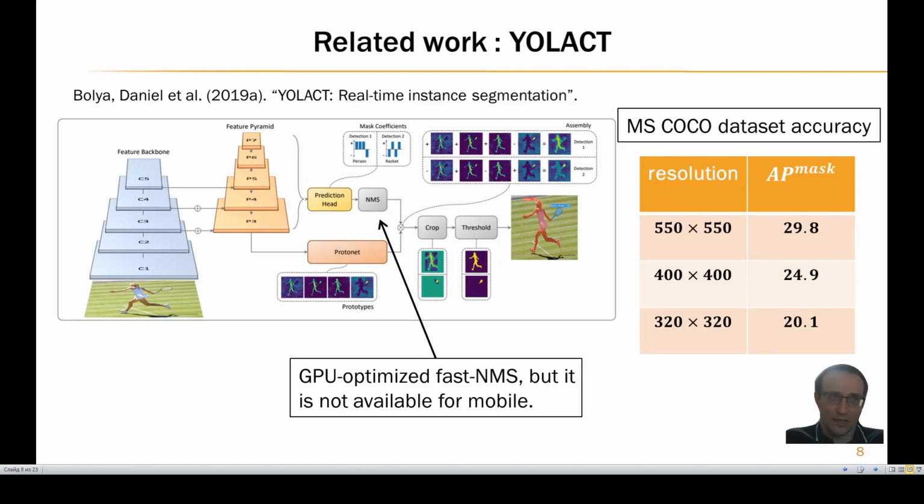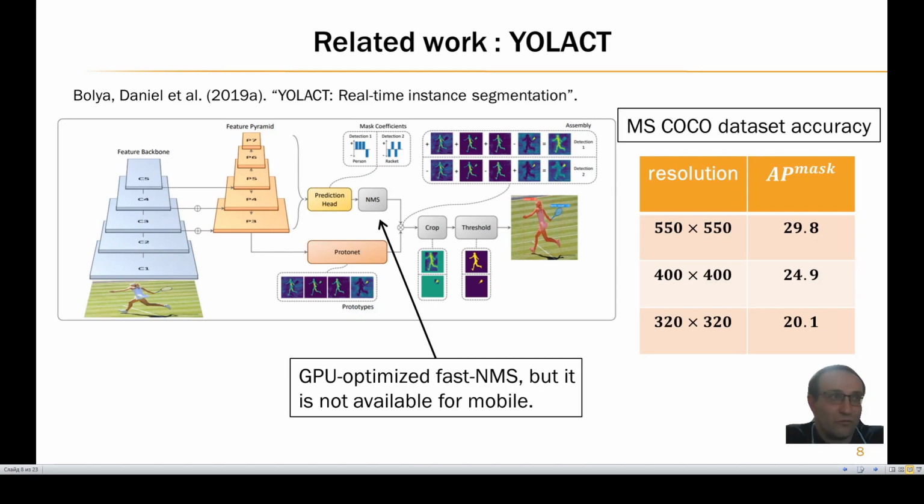YOLACT and YOLACT++, similar anchor-based instance segmentation approaches, have main problems: non-maximum suppression and resolution-specific anchor parameters at each pyramid level. YOLACT also implemented GPU-optimized fast non-maximum suppression, but it is not available for mobile. It is a non-trivial task to change input resolution in YOLACT, which can dramatically decrease accuracy.